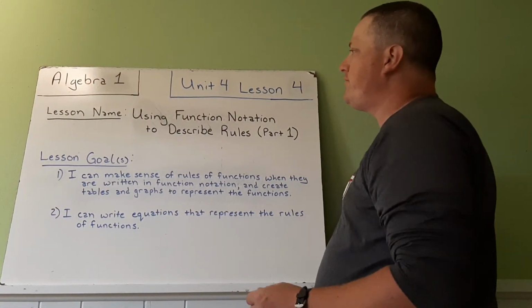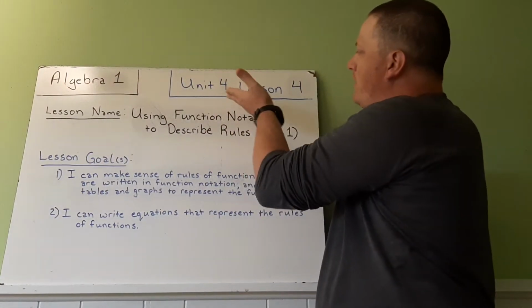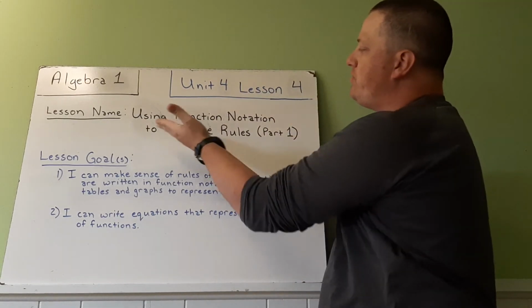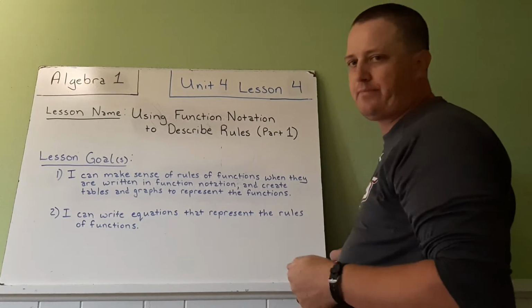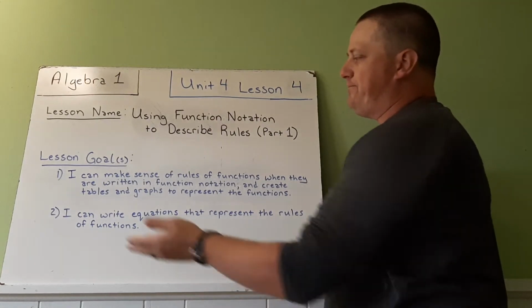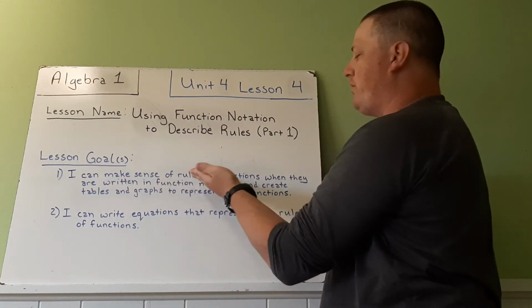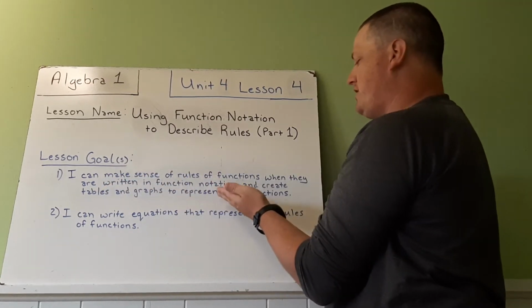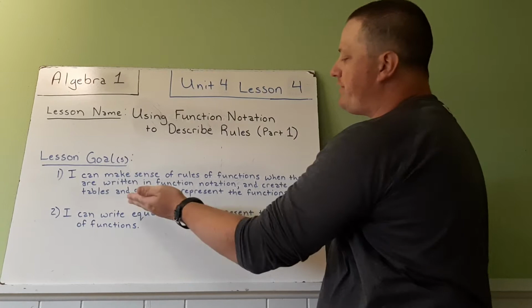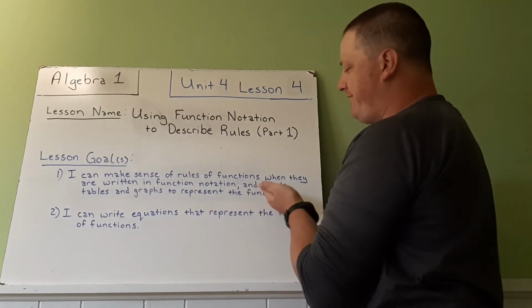All right, algebra students, let's look at Unit 4, Lesson 4, Using Function Notation to Describe Rules, Part 1. The goals are: I can make sense of rules of functions when they are written in function notation and create tables and graphs to represent the functions.